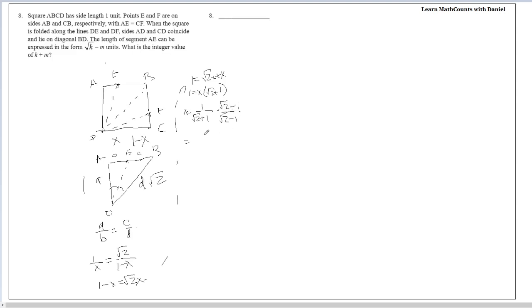So 1 times root 2 minus 1 is root 2 minus 1. And for the bottom half, if we expand root 2 plus 1 times root 2 minus 1, what we end up with is 2 plus root 2 minus root 2 minus 1, which simplifies down to 1. So our final answer is that x equals root 2 minus 1, which is in this form. So we have that our correct answer is 2 plus 1, or 3.